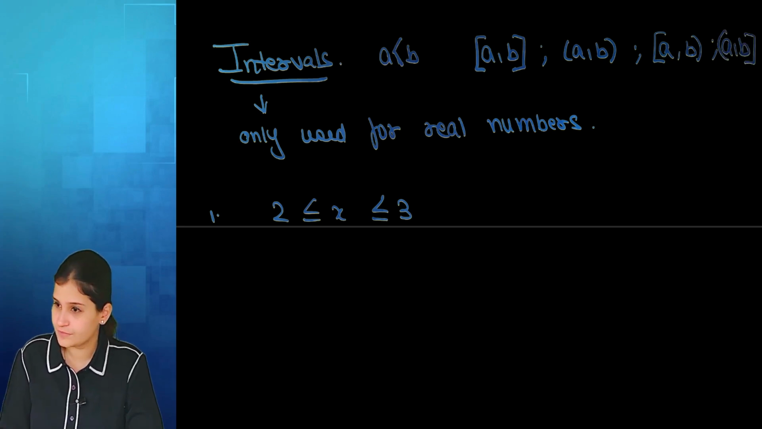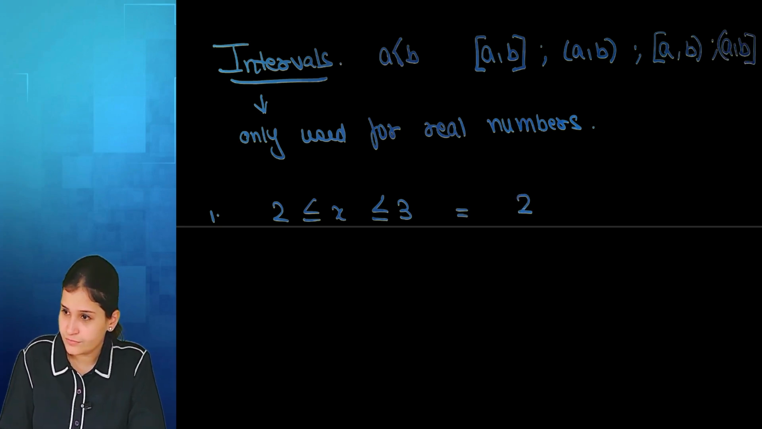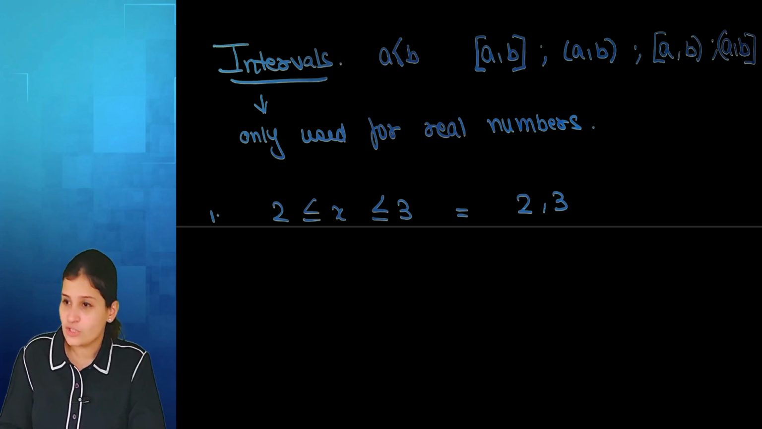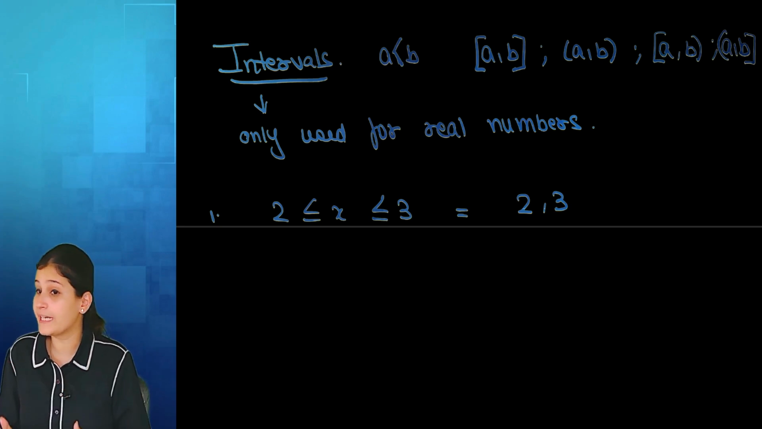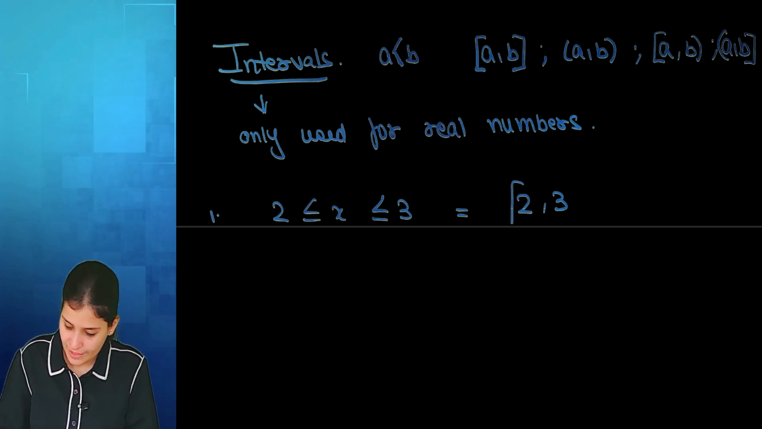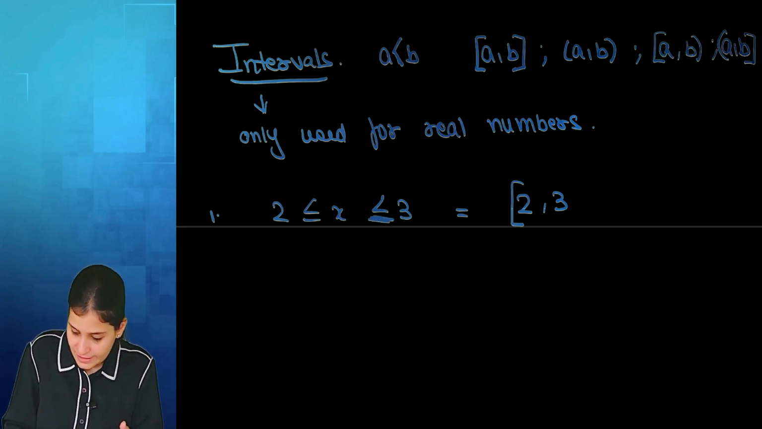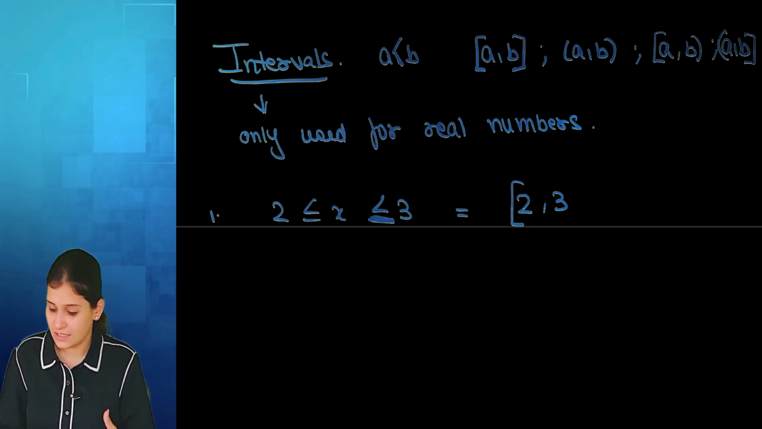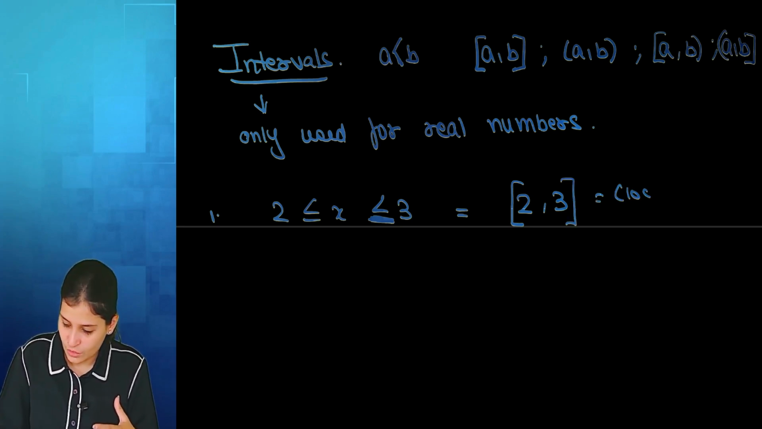So in this case, I have to start from 2 and end at 3. I have to take all the elements between 2 and 3. Do I want to take 2? There's an equality in 2, so I'll take a square bracket here. Is there an equality in 3? Do I want to take 3? This line has equality, I also want to take 3, so I'll write a square bracket. This interval is known as a closed interval.